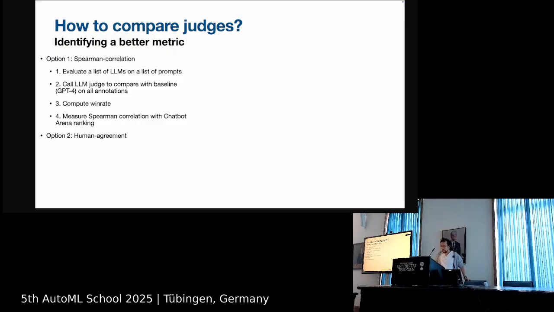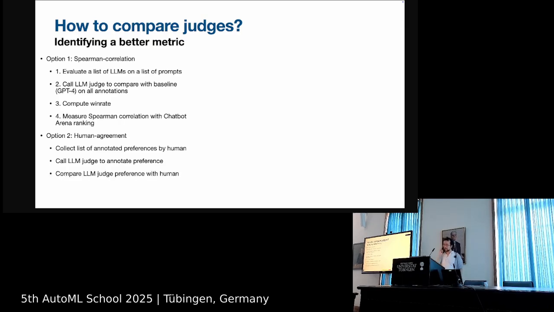The second option is, you can take a list of annotated preferences by humans, and you just compare, on average, how often your LLM judge has the same prediction. And this is just a simple question: which one is better, from those two metrics? One way to look at it is which one has a better signal-to-noise ratio.